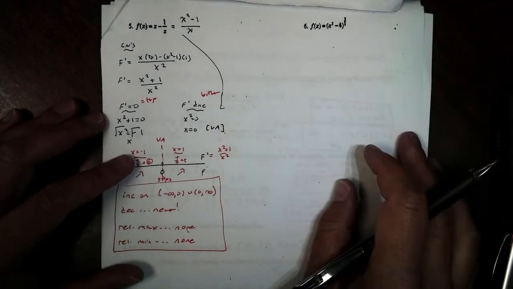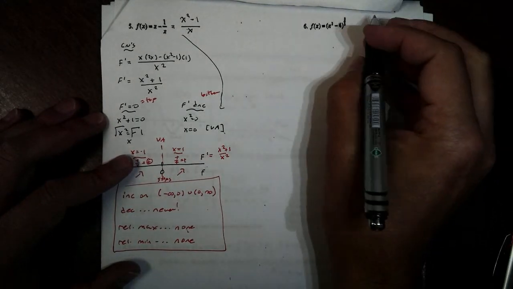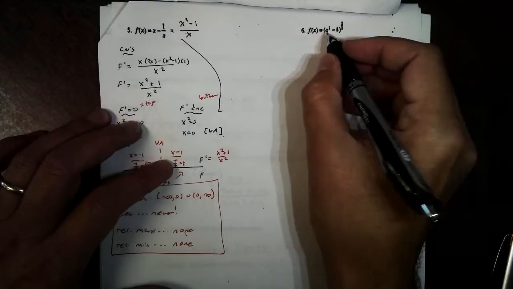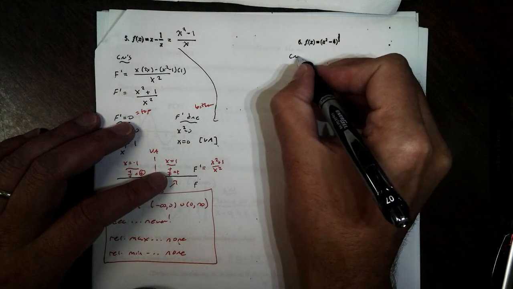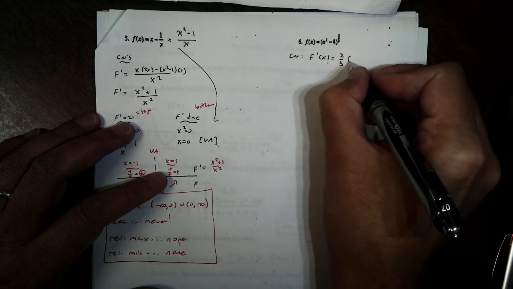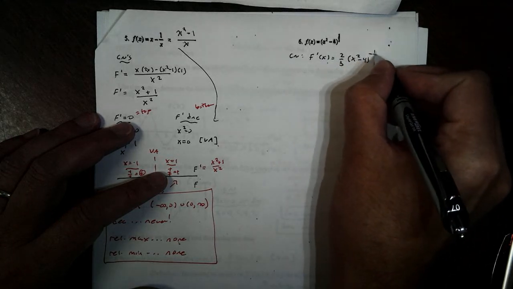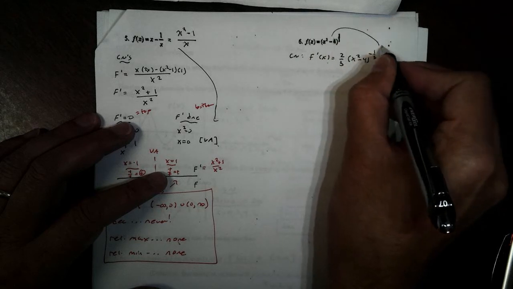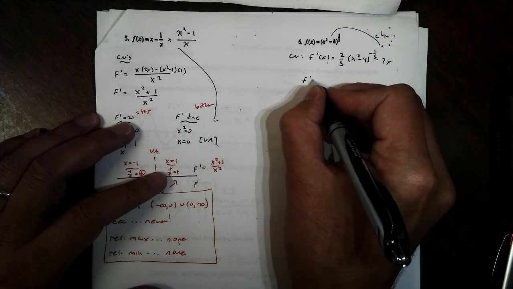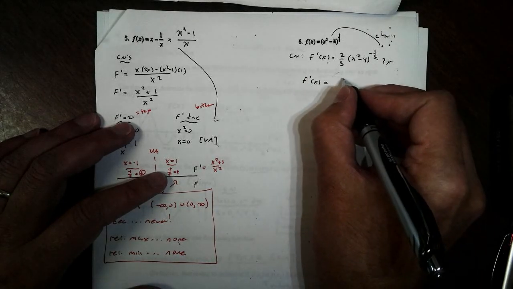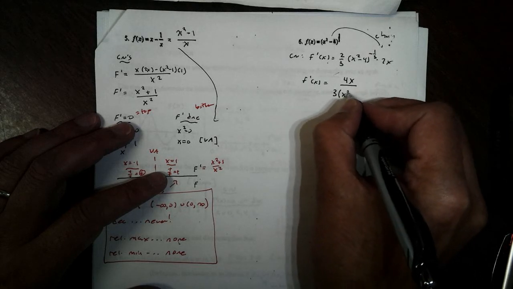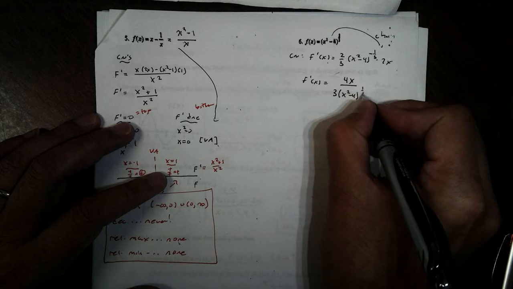All right, for question number 6, that should be a 2/3, I believe. Hold on here, kind of hard to see. Yep, that should be a 2/3. So again, I'm going to look for my critical numbers. Taking the derivative, f prime of x would become 2/3 x squared minus 4 to the negative 1/3. Be careful, chain rule, times 2x. Get rid of that negative exponent, and we would get 4x over 3 times x squared minus 4 to the 1/3.